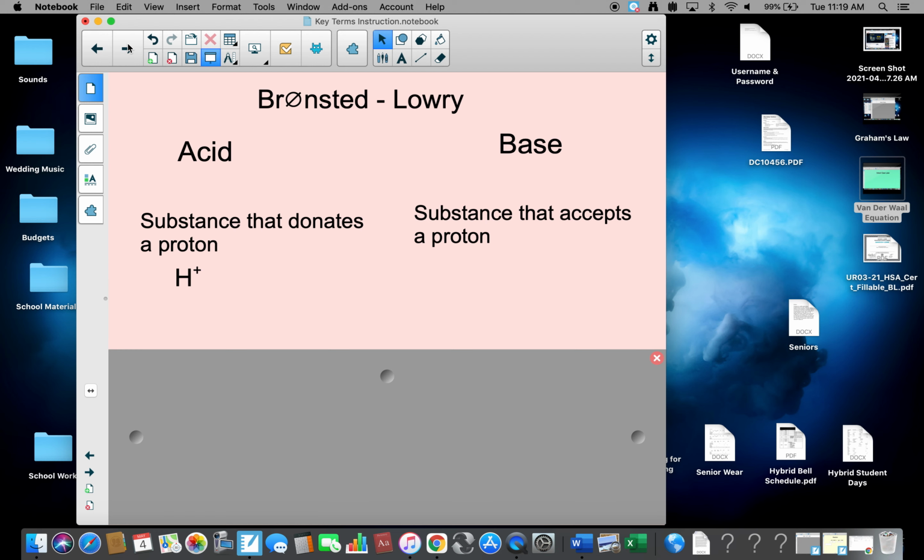Now remember, we said an acid produces hydrogen ion. Well, what is a hydrogen ion? A hydrogen ion is a proton without its electron on the outside. So basically a hydrogen ion is a proton. Having a hydrogen ion, having a proton, that's an acid. A base accepts that.